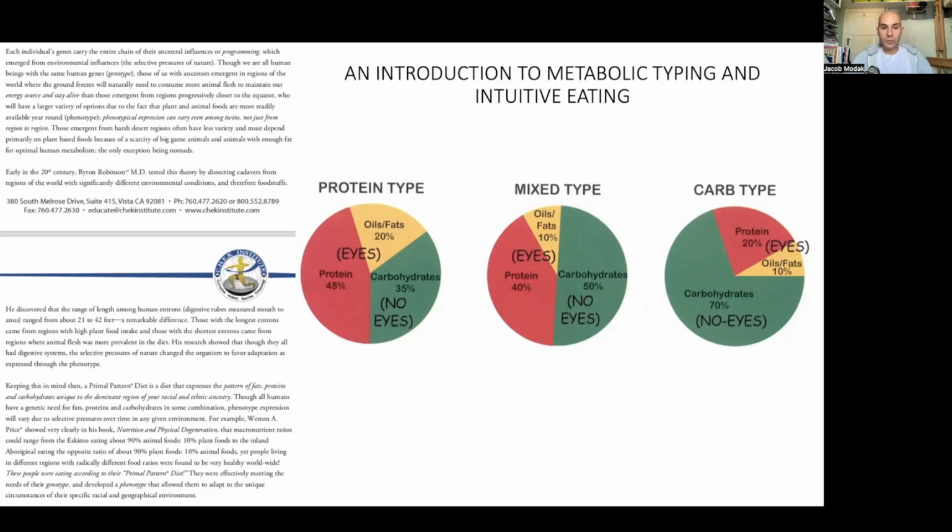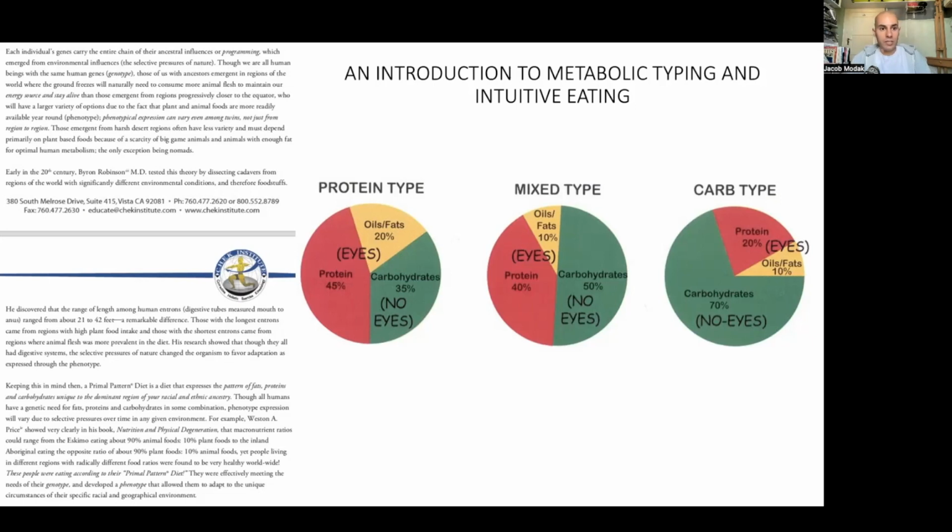So the two aspects of this short video are going to be, I'm going to read something from Paul Chek's Primal Pattern Diet, for lack of a better term, e-document that he made, because there's some really important points in this section here. And then there's a little breakdown of the three primary metabolic types. And we'll just talk a little bit about that. So I'm just going to go ahead and read this out.